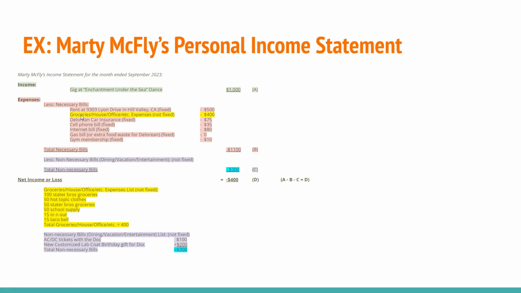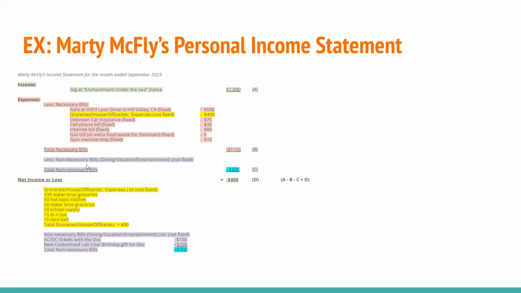As you can see, this yellow area is connected with this yellow area, and then this teal area, total non-necessary bills, this should be teal. I don't know why I didn't make that teal. This is connected with this whole teal area. Again, this should be all teal right here. But yeah, I did this video like 4 times already.